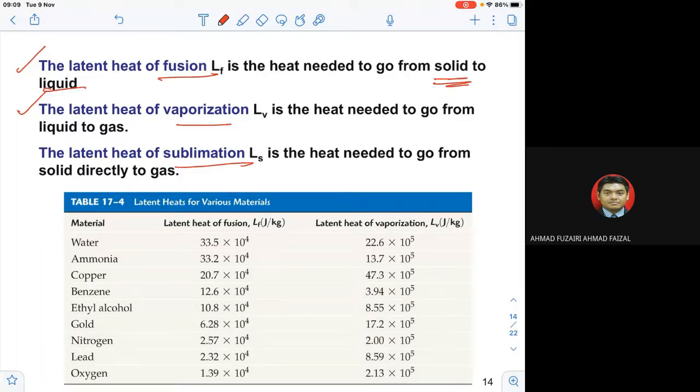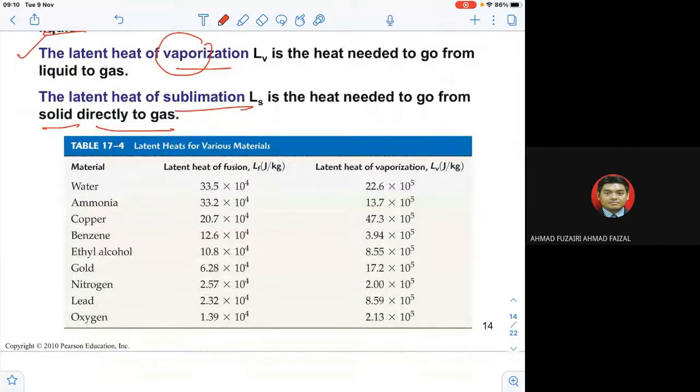What happens from liquid to gas? That is latent heat of vaporization. This is the keyword, vapor. Vapor means water vapor, dalam bentuk wap air. So from liquid to gas. And what about latent heat of sublimation? From solid directly to gas. Dalam sains, we call it pemejal luapan. It skips the liquid part. So we depend on the situation whether to use latent heat of fusion or vaporization.